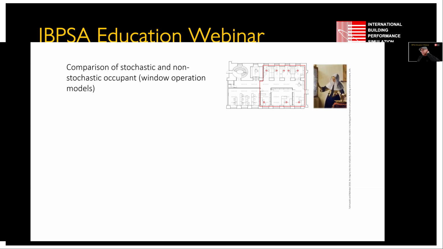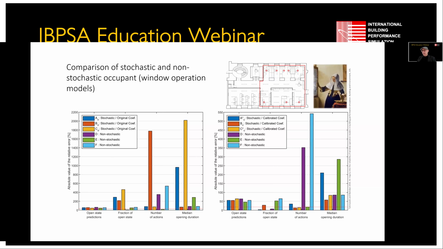Here's another example. In this case, it was some studies we did with regard to the operation of windows. So the idea was to predict the window opening behavior of people. These are natural ventilation scenarios in an office building. Again, we had relatively detailed data about the actual people's behavior and the various predictions of the models. And in this case, the results also were quite interesting.